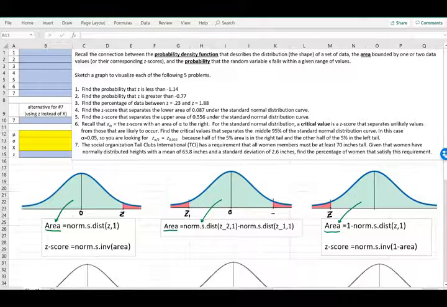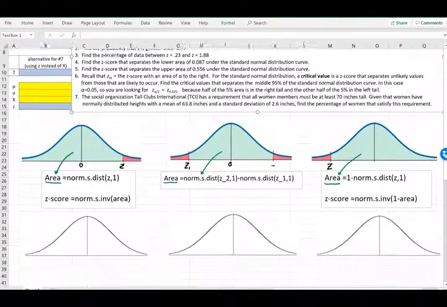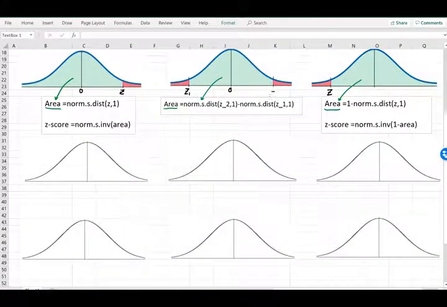Okay, so number 1, find the probability that z is less than negative 1.14. Remember, the words area, probability, proportion, and percentage are all interchangeable with these continuous probability distributions. So finding the probability means finding the area, or finding the area means finding the probability. Those words are interchangeable. Okay, so we want the probability, or the area to the left, because it's less than, the area to the left of a z-score of negative 1.14. So let's draw a quick sketch over here on the graph.